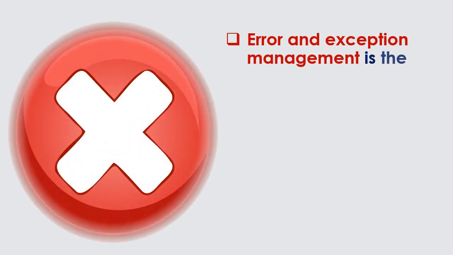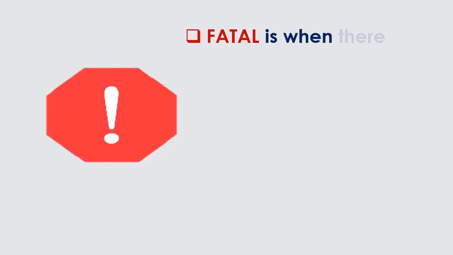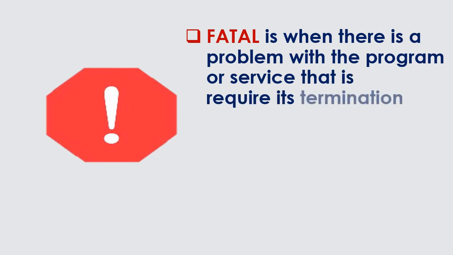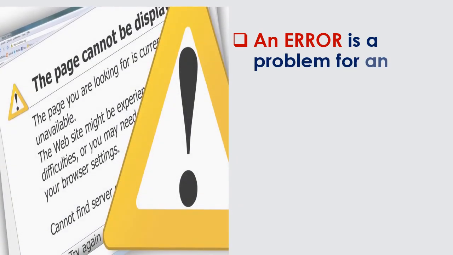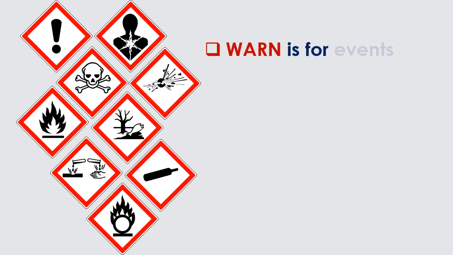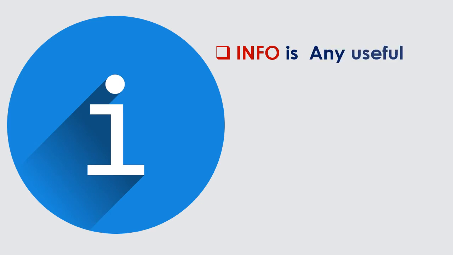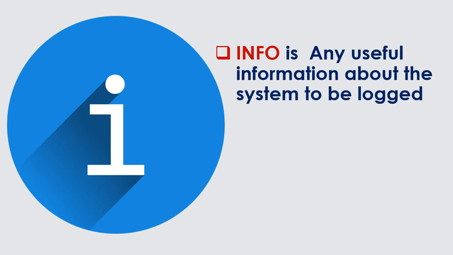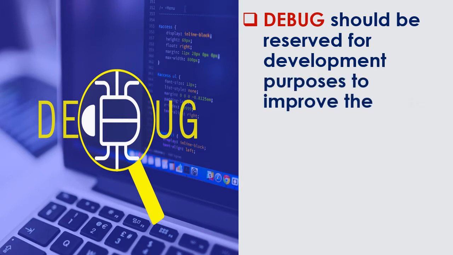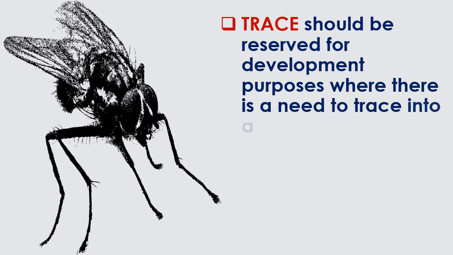Error and exception management is the process of handling problem situations in running software. Fatal is when there is a problem with the program or service that requires its termination. An error is a problem for an operation but not for the overall program or service. Warn is for events that may cause unusual application behavior. Info is any useful information about the system to be logged. Debug should be reserved for development purposes to improve the code. Trace should be reserved for development purposes where there is a need to trace into execution.